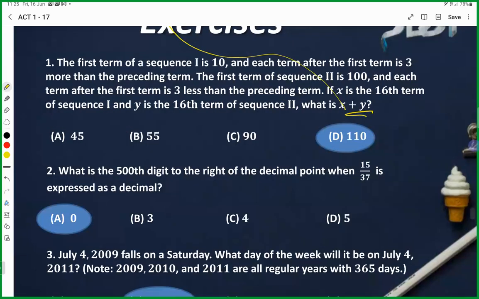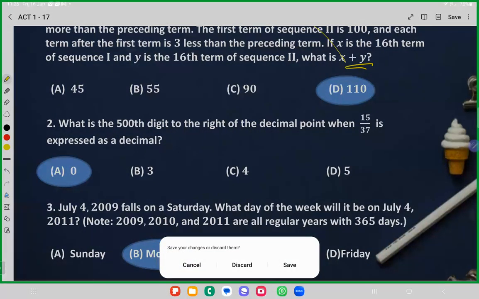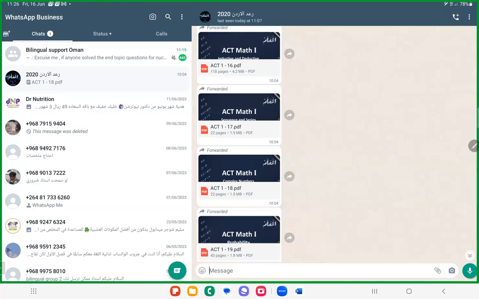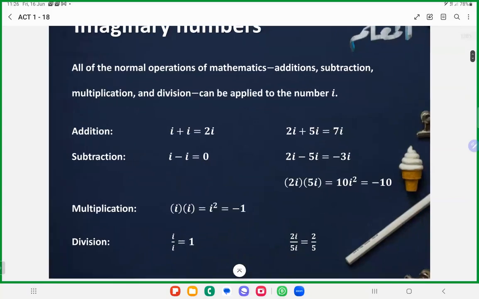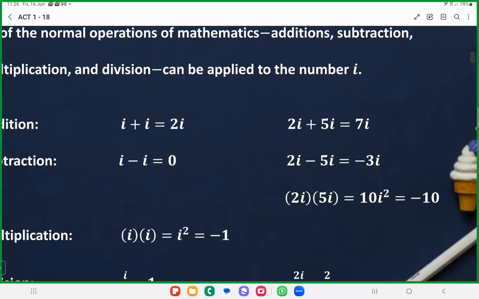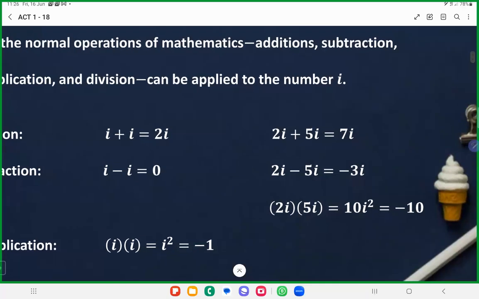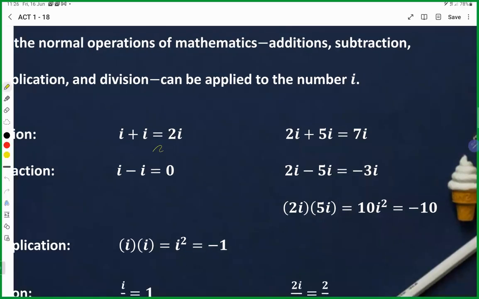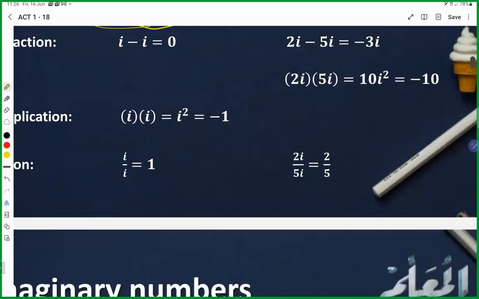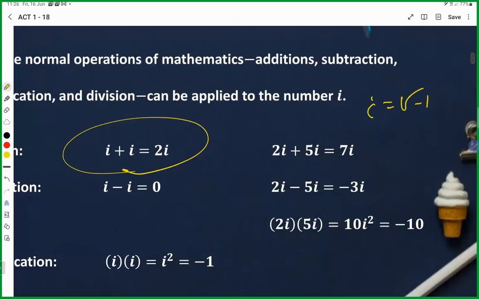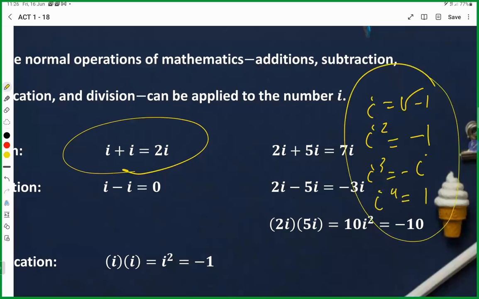Next, the complex number. It might come and might not come, but the complex number is easy. It's involved with i. We can solve this in the calculator directly, but you need to shift to the complex mode. Always remember that i is equal to the square root of negative 1, i square is equal to negative 1, i cube is equal to negative i, and i to the power 4 is equal to 1. Always remember these four.